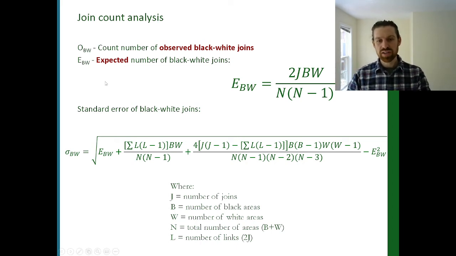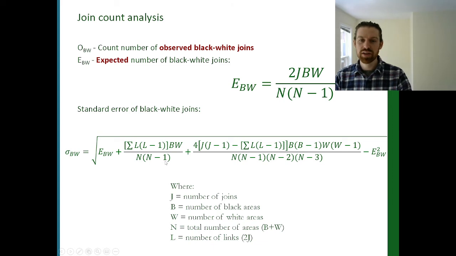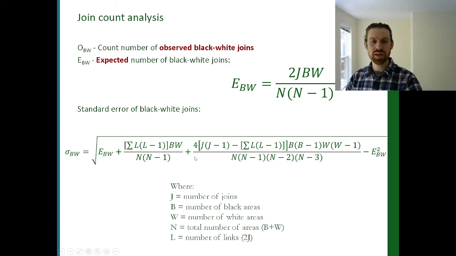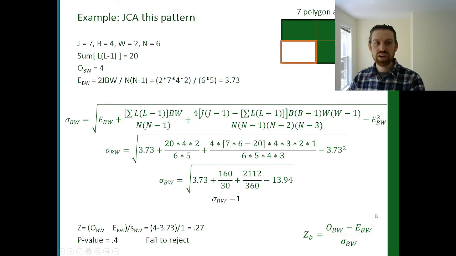So we need to take the square root of this EB value, the expected number of joins, plus the sum of L, the number of links, multiplied by the number of degrees of freedom for the links, multiplied by the B, then multiplied by the W value, and that gets us our numerator, divided by the total number of areas multiplied by the number of degrees of freedom for the areas. I'm not going to go through this persistently, but you then need to plug those numbers into this next part of the equation, then subtract the EB value squared. And we can do that now.